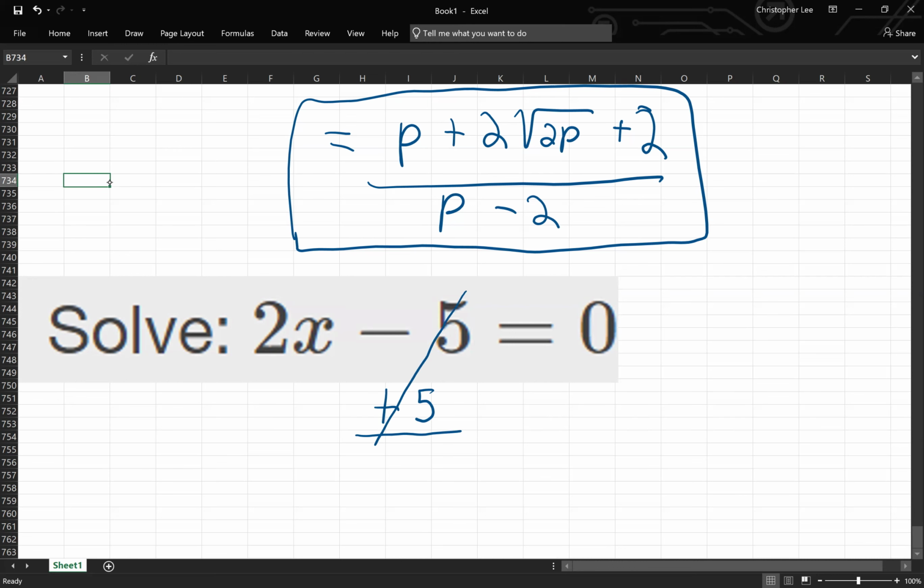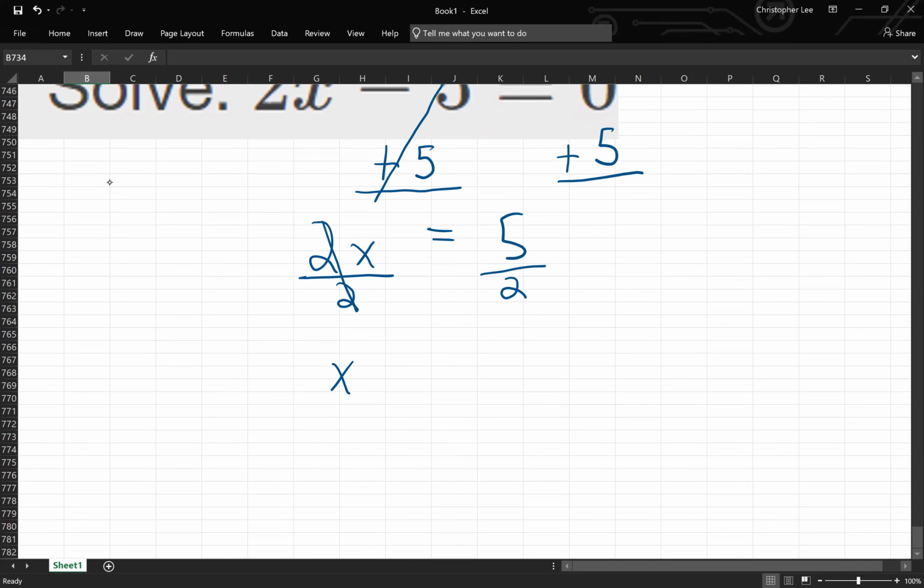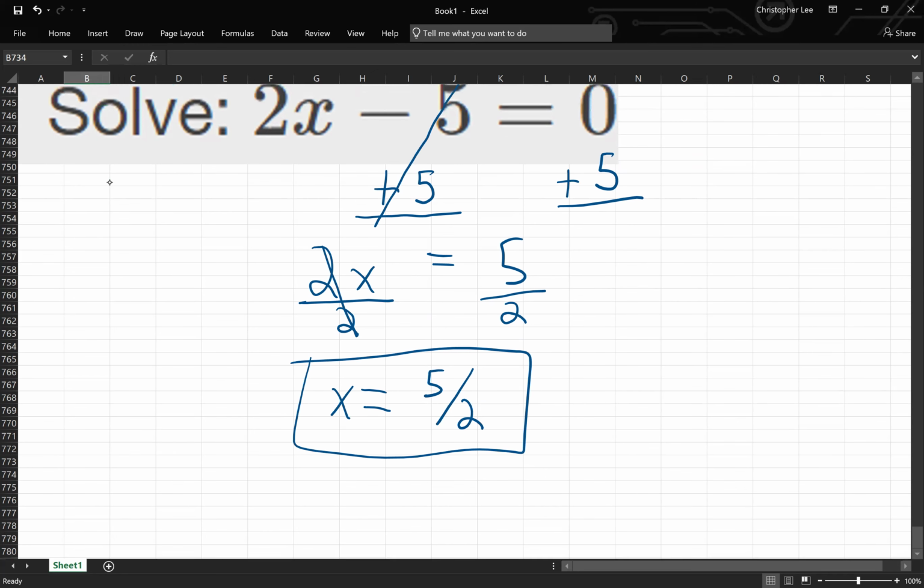So I'm going to add 5 over here. But what I do to one side, I have to do to the other, right? So now I have 2x is equal to 5, right? Now I'm going to divide by 2 because I want to get x by itself. But what I do to one side, I got to do to the other. So now what's my answer? X is equal to 5 over 2. And that's it. Questions on that?